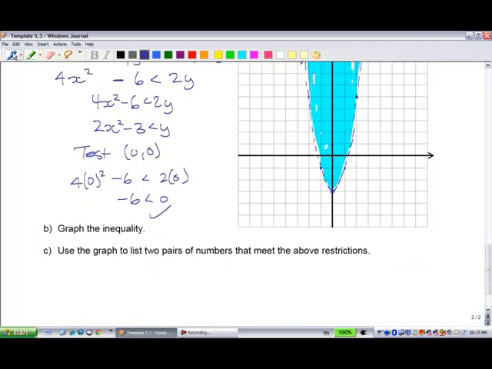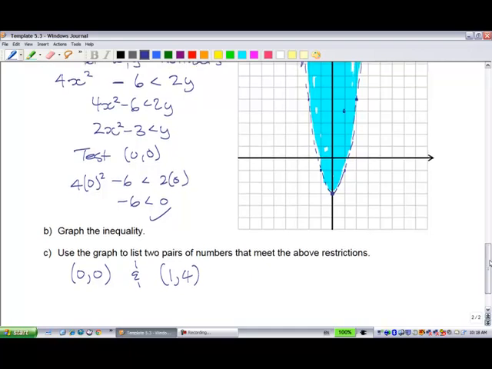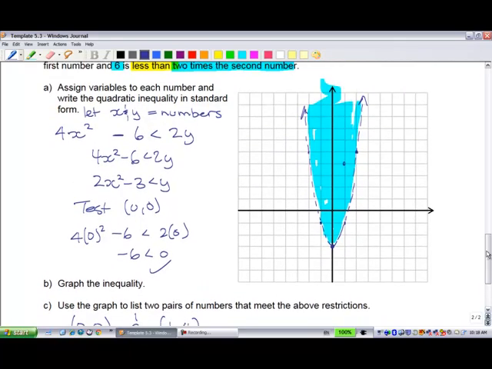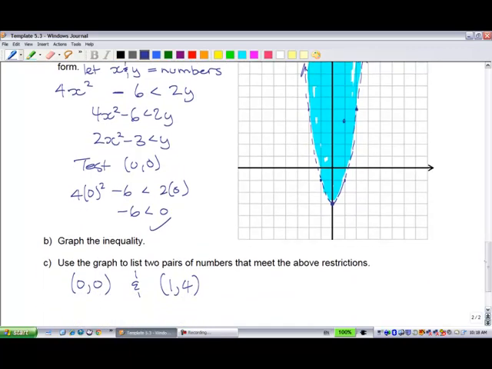And then it's asking us to list two numbers that meet the restrictions. Well, 0, 0 certainly worked, so why don't we try that one? And we could also go with 1, I don't know, 4. So just to show two numbers that do fall within the desired range. So any numbers in that region satisfy this inequality. This ends the notes for graphing quadratic inequalities, section 5.3.